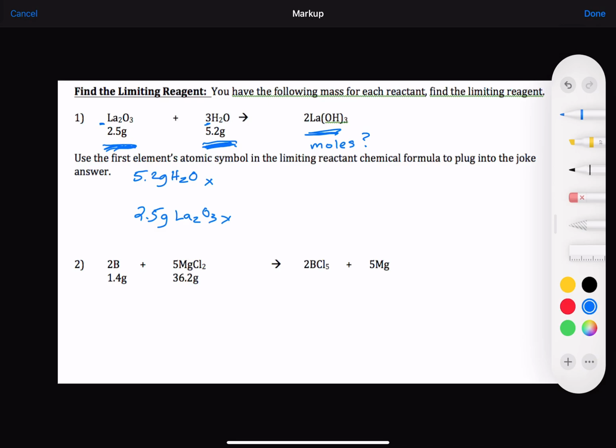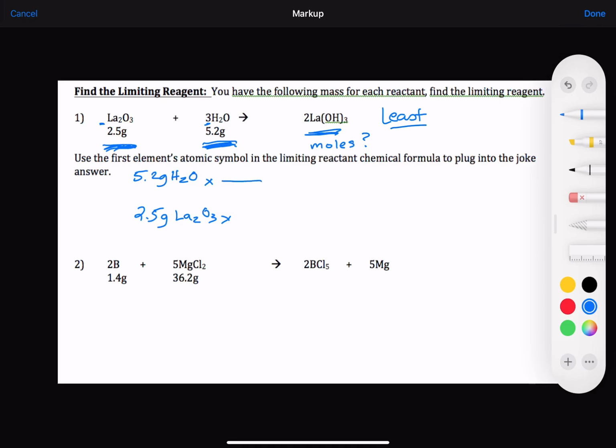So the one that you will get the least amount of moles from will be your limiting reagent. That means if we converted water and we only got 2 moles of lithium hydroxide, and then if we converted 2.5 grams of lithium oxide and we got 4 moles of lithium hydroxide, you will only make 2 moles of lithium hydroxide because you only have enough water to make 2 moles of lithium hydroxide. So I'll show you what I mean when we do the calculation here.